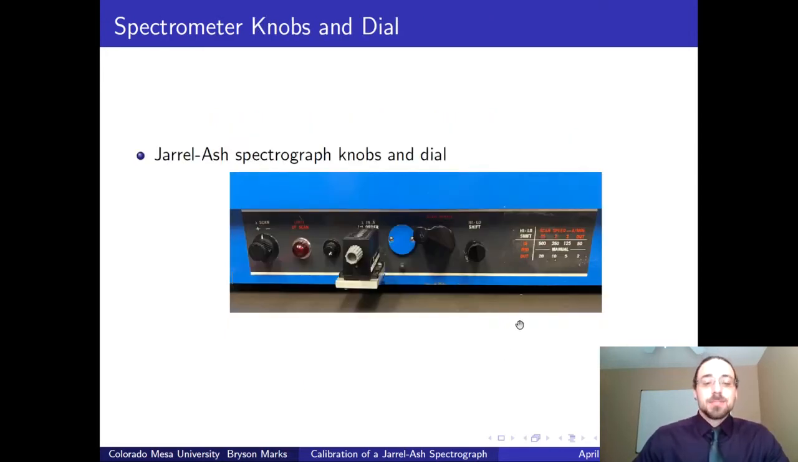Now the Jarrel-Ash spectrograph has knobs and a dial on the side. Well, this knob on the left allows you to rotate your diffraction grating either clockwise or counterclockwise. This limit scan light will engage when you have reached the far ends of the lead screw mechanism. Now the dial in the middle here, before it probably had something that enabled it to correspond to wavelength, but right now it only corresponds to the position of the mechanism on the lead screw.